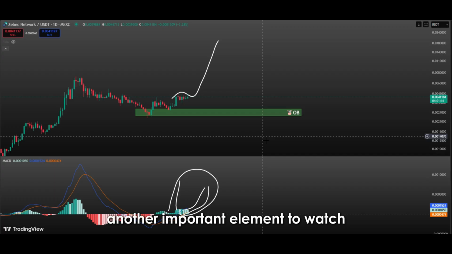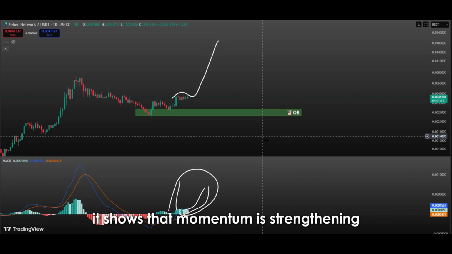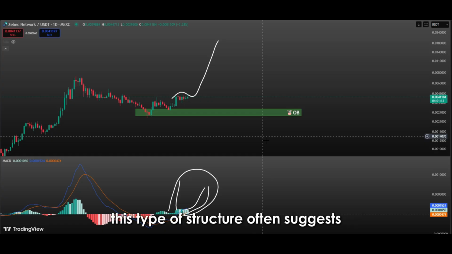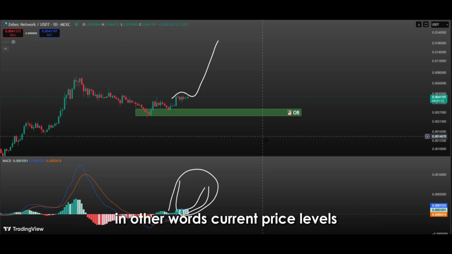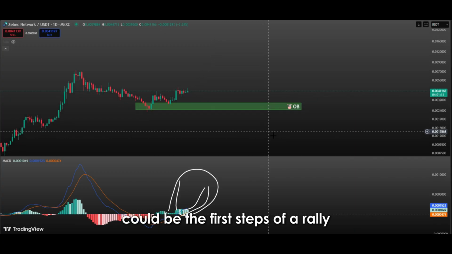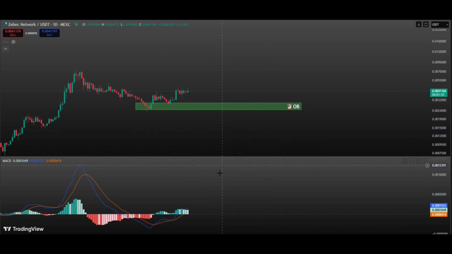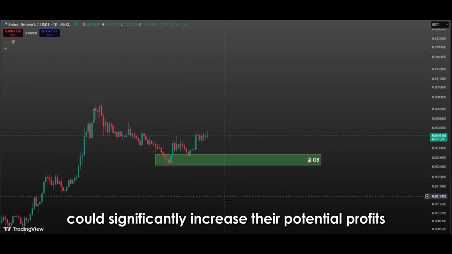Another important element to watch is the MACD histogram. When the histogram bars above the zero line grow larger, it shows that momentum is strengthening and that buying pressure is intensifying. This type of structure often suggests that the upward move is still in its early stages. In other words, current price levels could be the first steps of a rally that may reach much higher points over the long term. In this case, investors who time their entries well could significantly increase their potential profits.